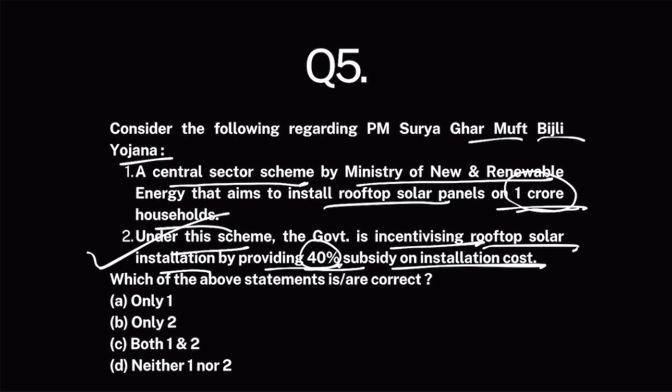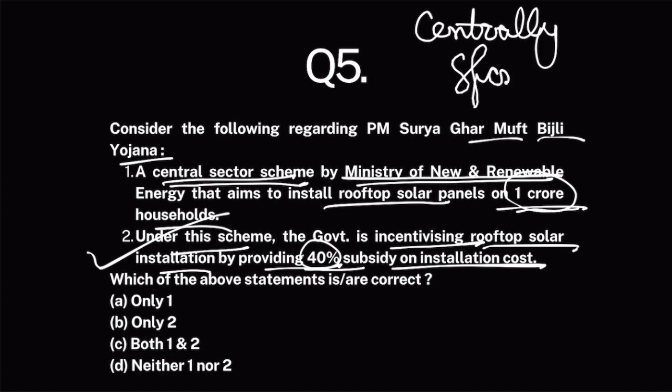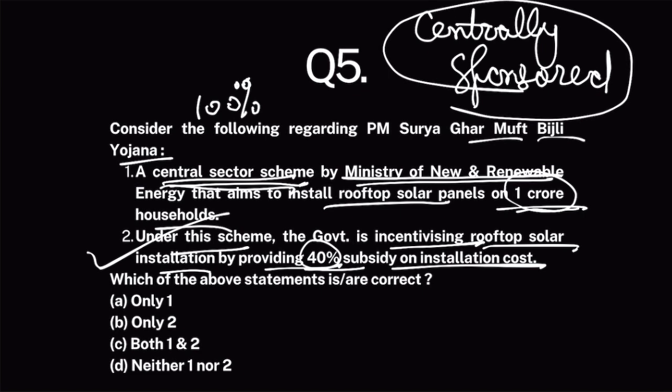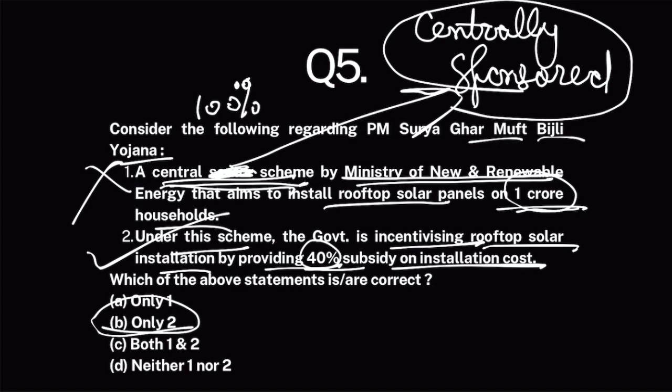Now, this is a scheme under Ministry of New and Renewable Energy, but it's not a central sector scheme. It's a centrally sponsored scheme. The difference between central sector and centrally sponsored scheme is, in central sector scheme, 100% funding comes from Government of India. In centrally sponsored scheme, the funding is shared between central and state governments. Okay, so it's a centrally sponsored scheme. So this part is false. B.